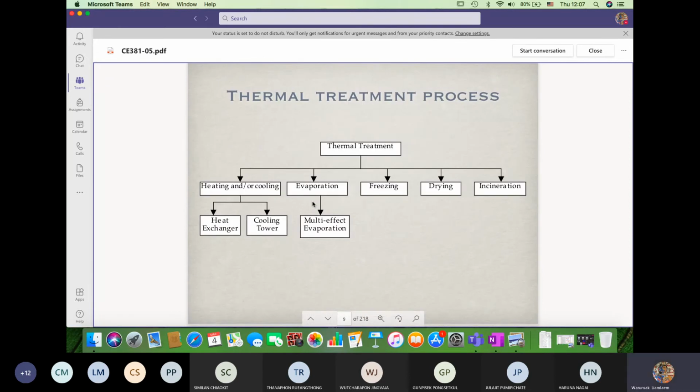A thermal treatment, evaporation may be one of the methods, or incineration. This is also another treatment process. Mostly thermal treatments we apply to municipal solid waste. We don't use it regularly for water treatment. Incineration is a kind of process where we burn the trash so that we finally get the energy.